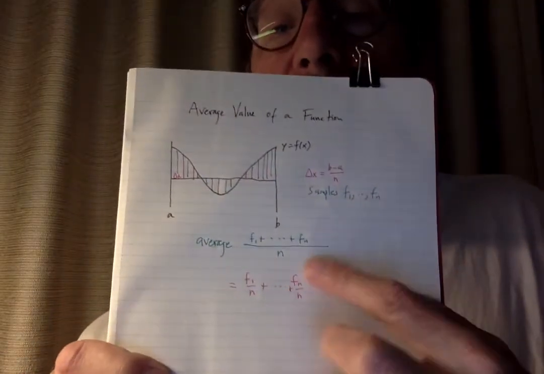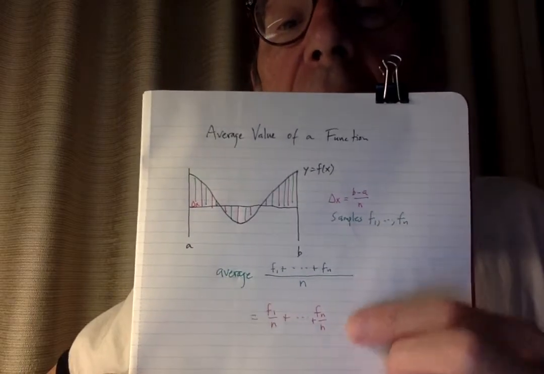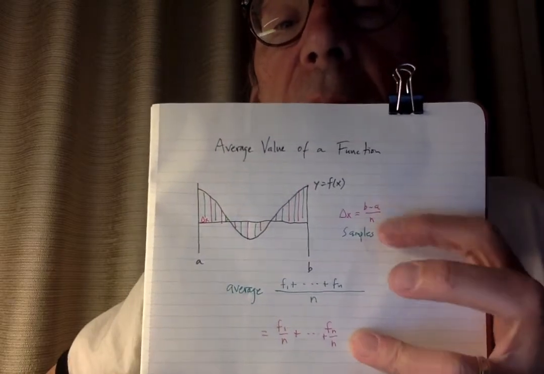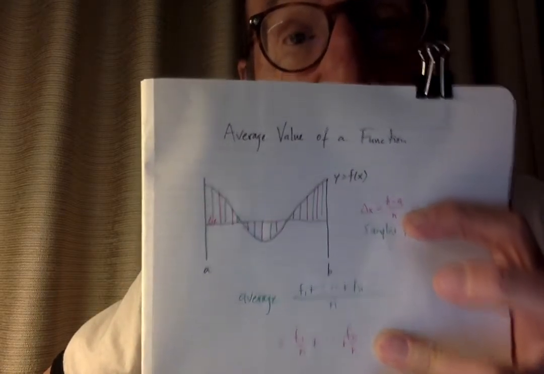So now we've changed the way it looks, the presentation, but we haven't changed the value, so that's good. And now if we compare this pink with this pink, there's an n on the bottom in each of those, and that's going to be the key to making this into an integral. So here's what happens. Based on that calculation of delta x, 1 over n is 1 over b minus a times delta x.